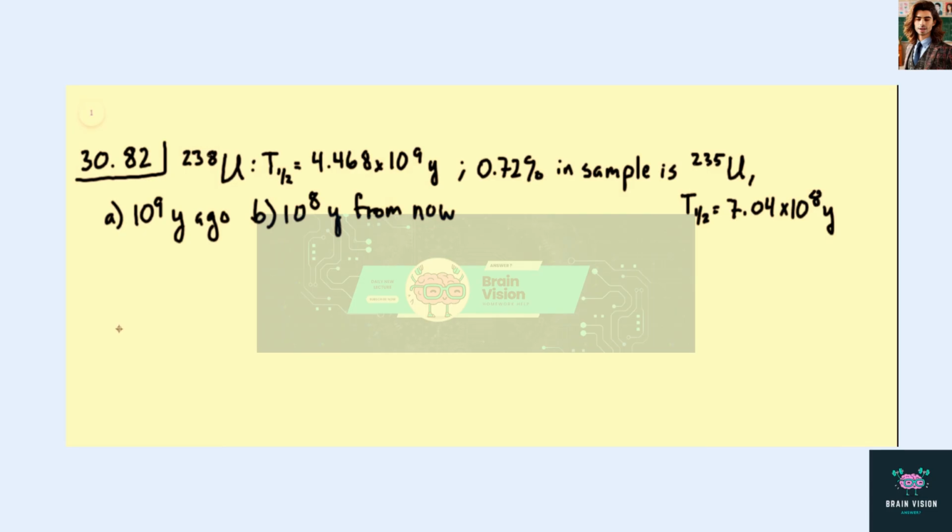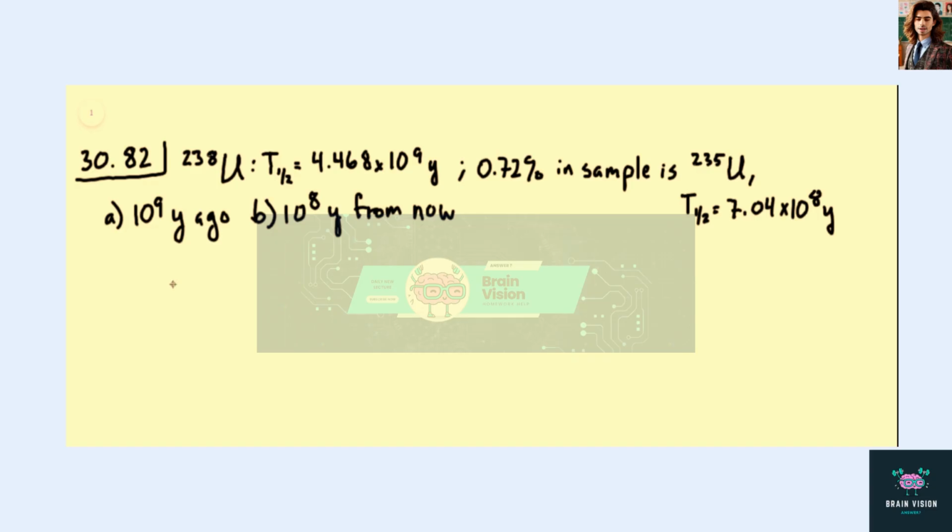Almost all of naturally occurring uranium is uranium-238, and most of the rest of it is 235. And we're imagining that today we have a sample of uranium that's 0.72% uranium-235, and the rest is 238. And so we want to find out what percentage of the sample would have been uranium-235 1 billion years ago, and what will it be 100 million years from now?